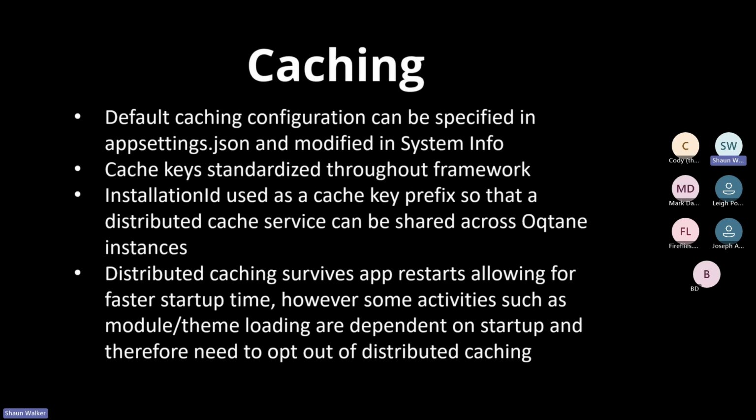Because if you installed a new module and distributed caching was enabled for that type of data, the old list of modules would be returned from the distributed cache. So in this particular case, regardless of whether a user has set up their environment to use distributed caching, for these types of collections, they're only going to use in-memory caching and ignore distributed caching.